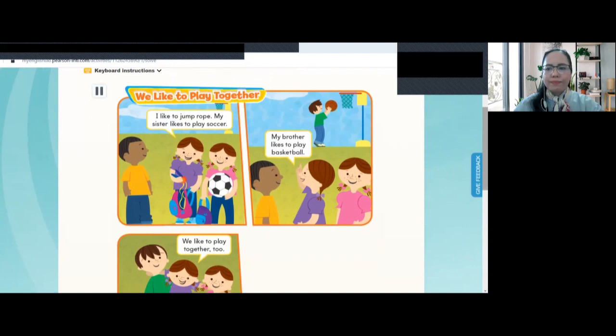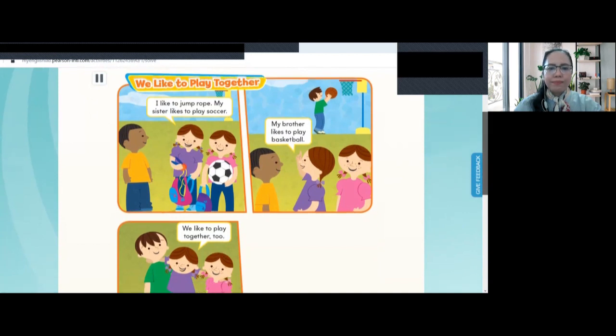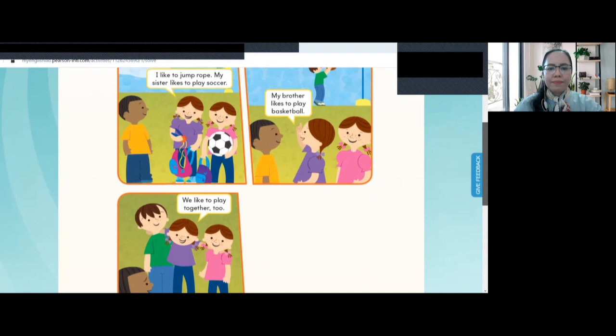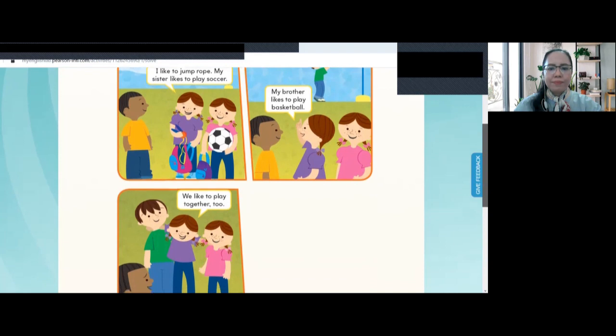We like to play together. I like to jump rope. My sister likes to play soccer. My brother likes to play basketball. We like to play together too.